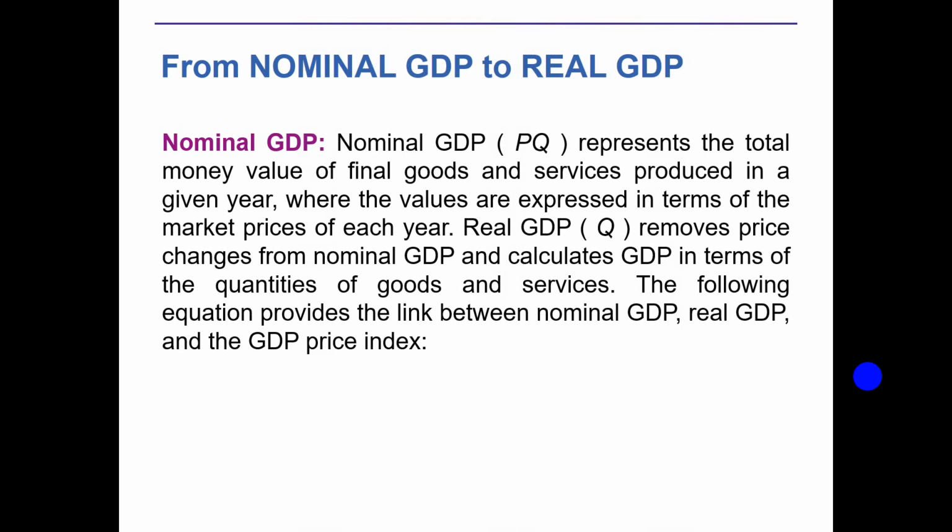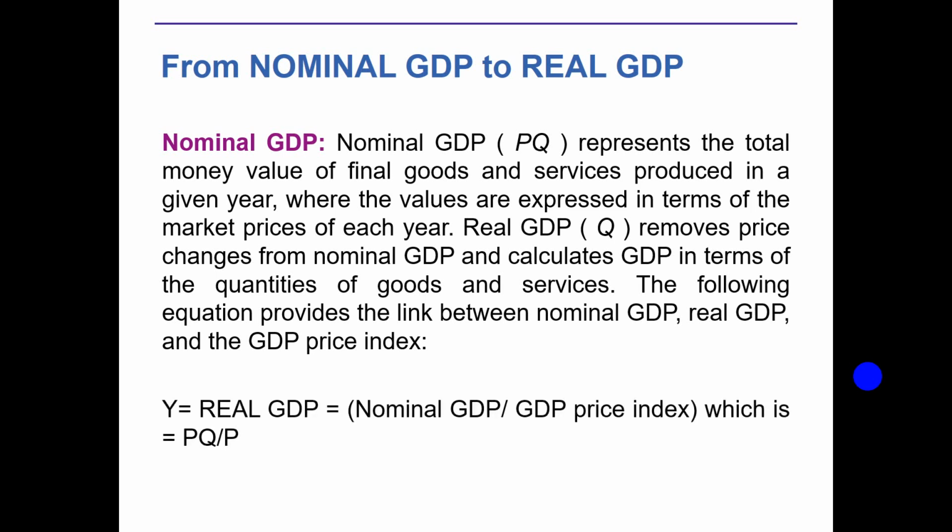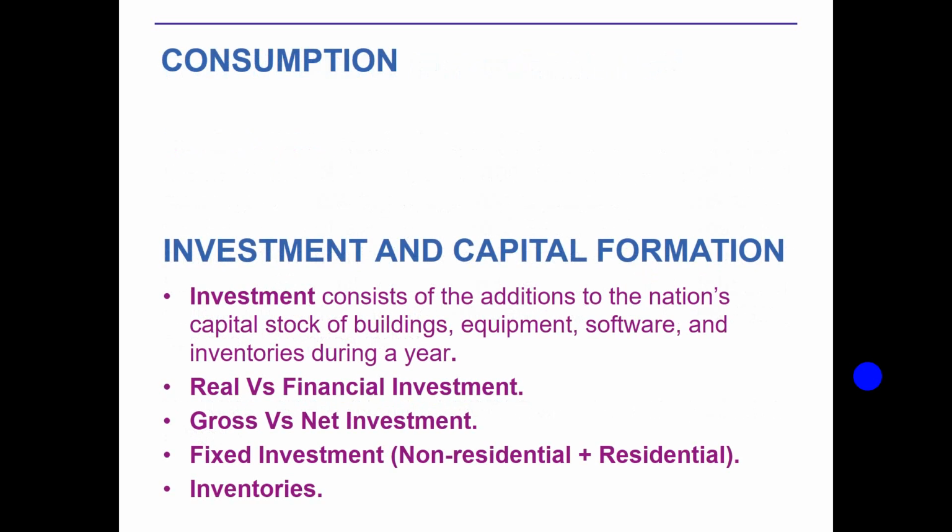In contrast, real GDP removes price change from the nominal GDP and calculates GDP in terms of the quantities of goods and services. So the actual difference is the price, with all the inflationary effect, if we compare nominal GDP and real GDP. If you want to calculate real GDP, just divide the nominal GDP by the GDP price index, and you'll get the real GDP.